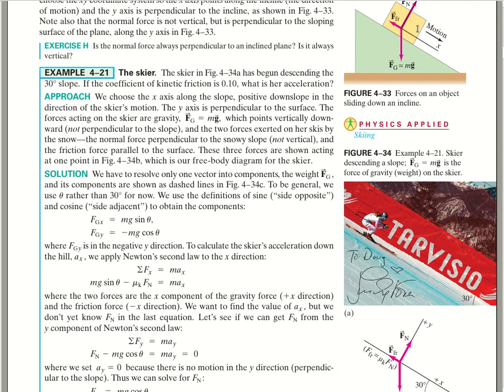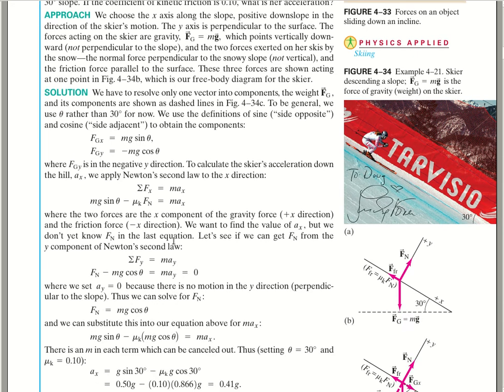So the only thing you have to do here is resolve the force of gravity along the x and y axes, usually using theta, the angle that it forms. So in the x-axis it is mg sine theta, and in the y-axis it is minus mg cosine theta.